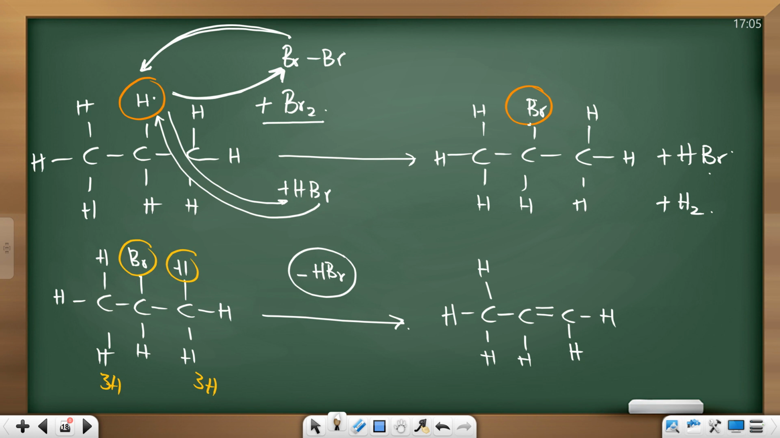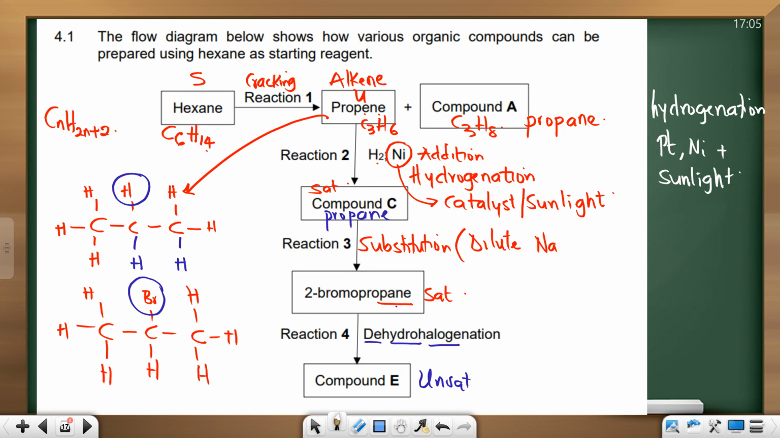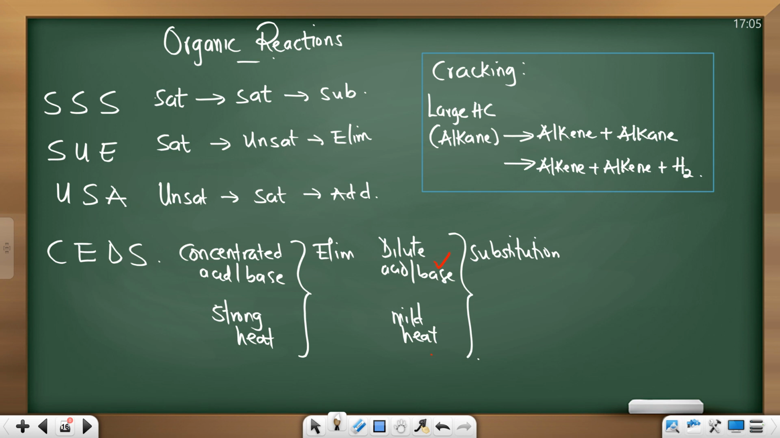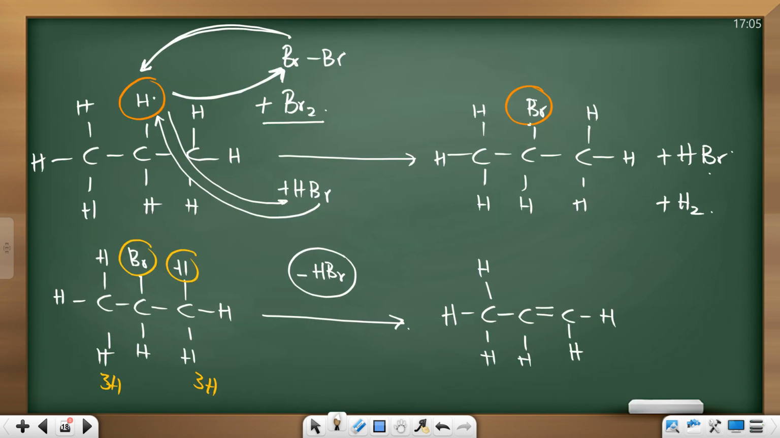Okay, hold on. If it is elimination, what do we need? What is my condition? Concentrated what? Base and what? Strong heat. Let's go see something. We need to write a complete one. So we have what? Strong what? Heat plus a base. NaOH. What do we write at the end of the day? So check. I am using NaOH to remove what? HBr.